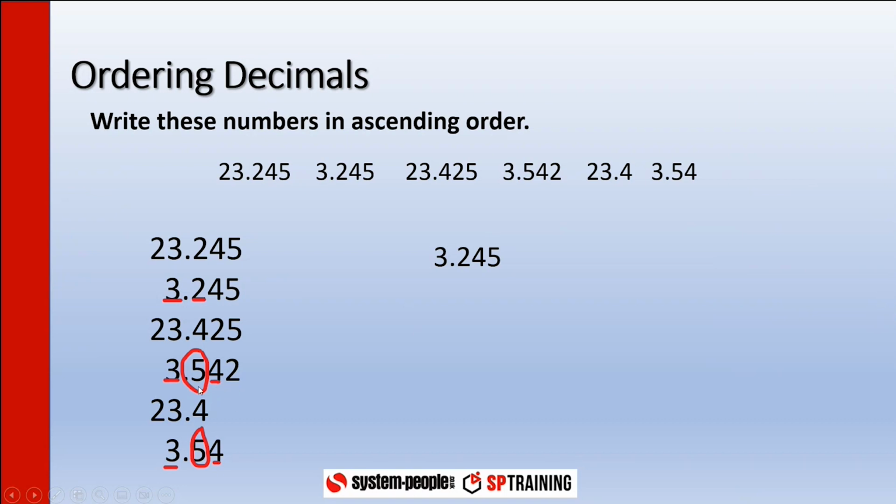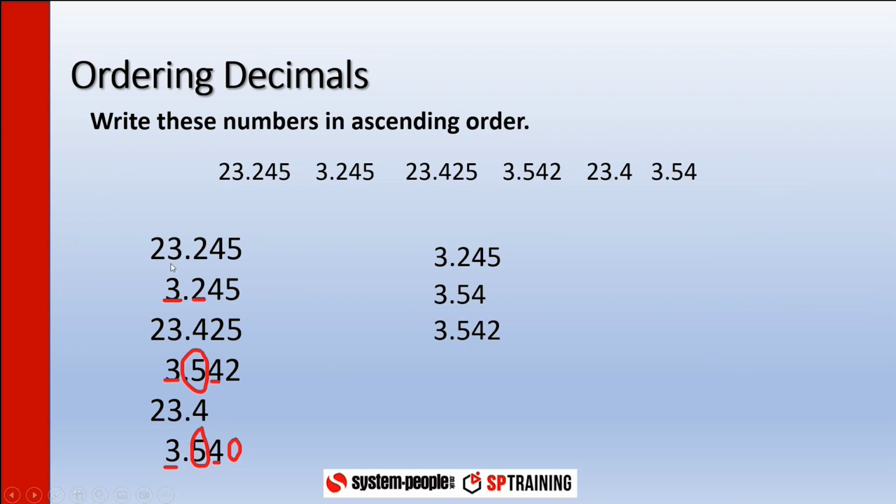Now on this 3.542, that's a 2, but the one underneath it would be a 0 on the end. So that one comes next. And then the 3.542. Now we've looked at the ones with 3 as a unit.